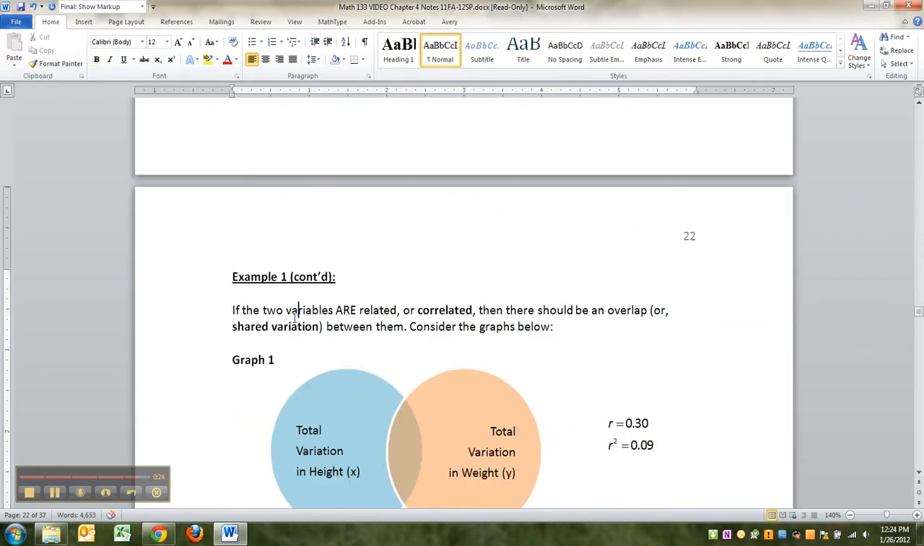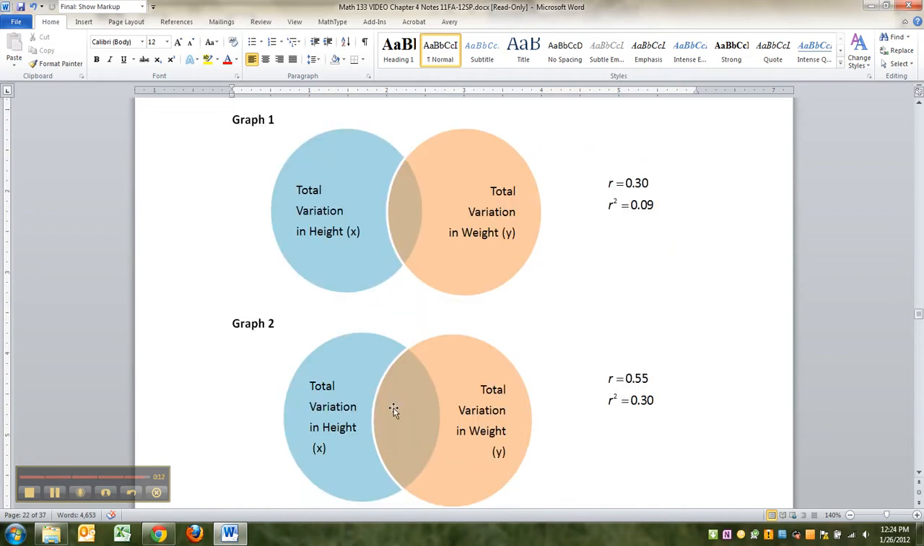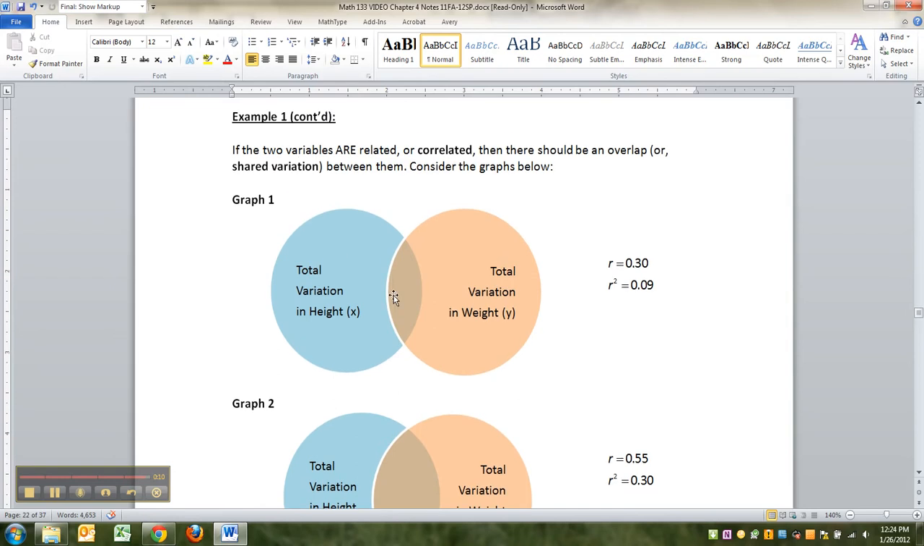All right. If the two variables are related or correlated to each other, then there should be some kind of overlap, some kind of variation that they share that goes hand in hand with them. And that's what these overlap regions depict. All right, I'll pick it up right here next time.